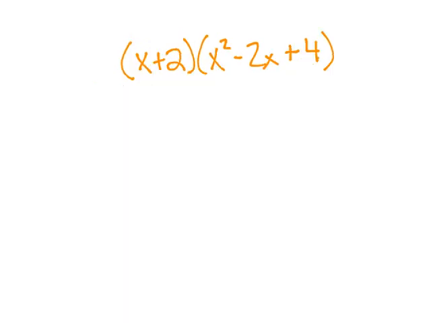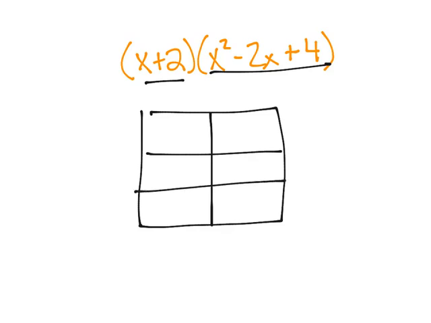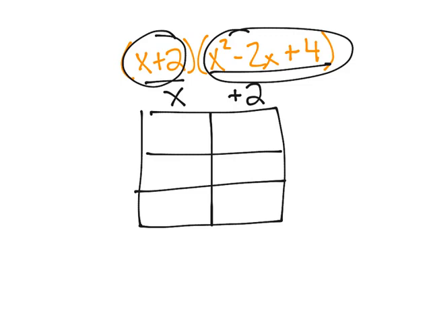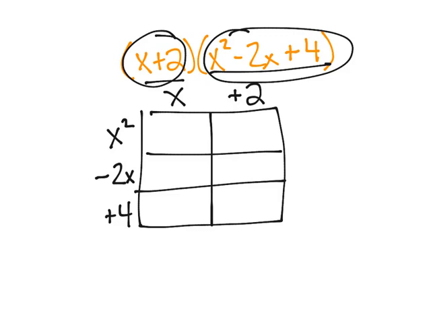We'll start with the same problem. As we build our box, we notice that we have a binomial times a trinomial. So we'll be splitting our box into 2 columns and 3 rows. Our binomial will be on top, positive x, positive 2, and our trinomial will be down the left side, positive x squared, negative 2x, and positive 4. As we complete our multiplication, you'll notice that we are doing the same math problems as we did here on this problem. We're just reorganizing them.